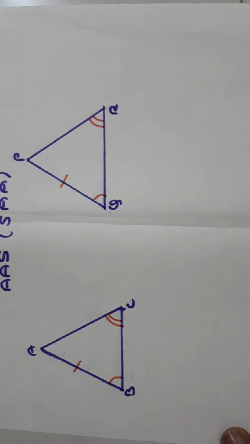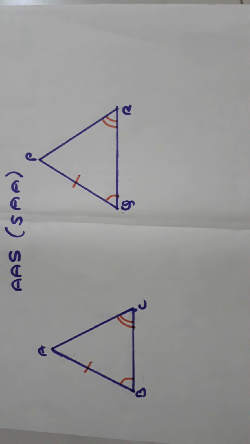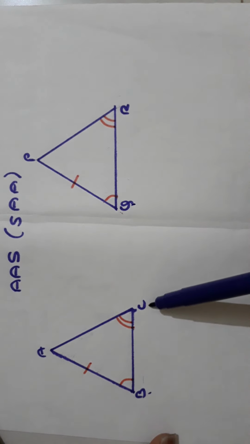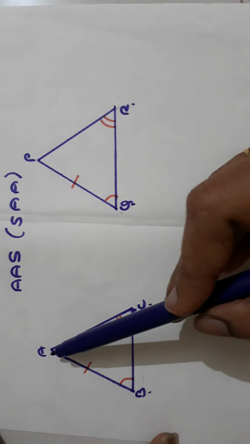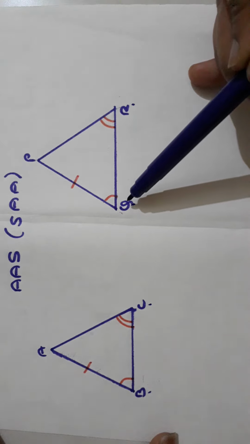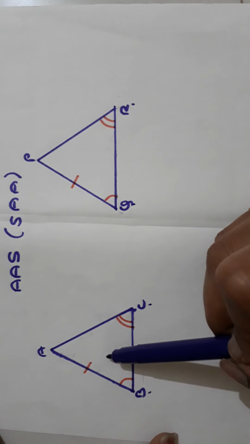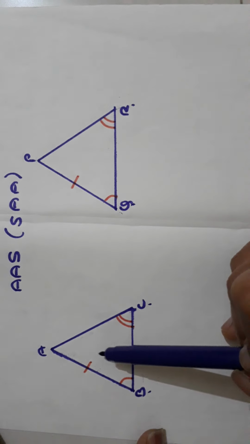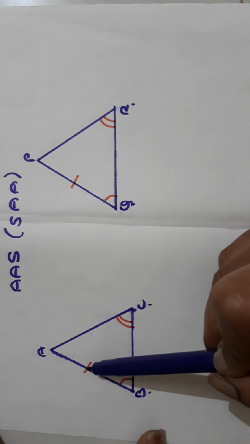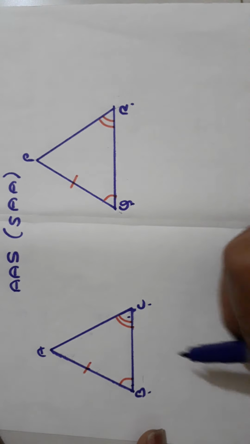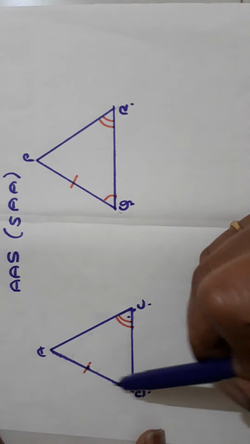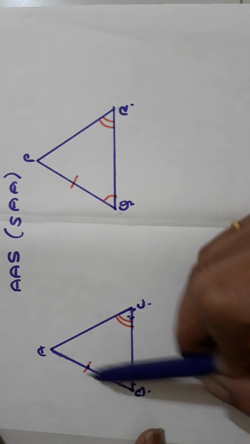Now the last test, AAS test or SAA test. Now here angle B is congruent to angle Q, angle C is congruent to angle R, AB is congruent to PQ. So when you are stating the test, look at each triangle separately. So I observe triangle ABC, SAA test. So that means both the triangles are congruent by SAA test or AAS test.